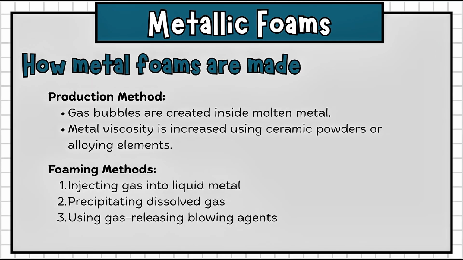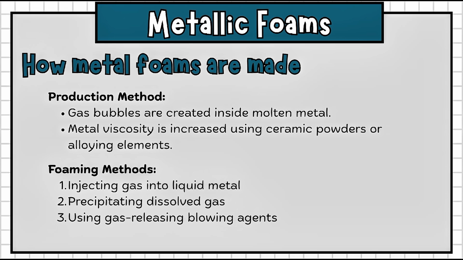Now let's move on to how metal foams are made. Production method: gas bubbles are created inside molten metal. Metal viscosity is increased using ceramic powders or alloying elements. Foaming methods: 1. Injecting gas into liquid metal. 2. Precipitating dissolved gas. 3.